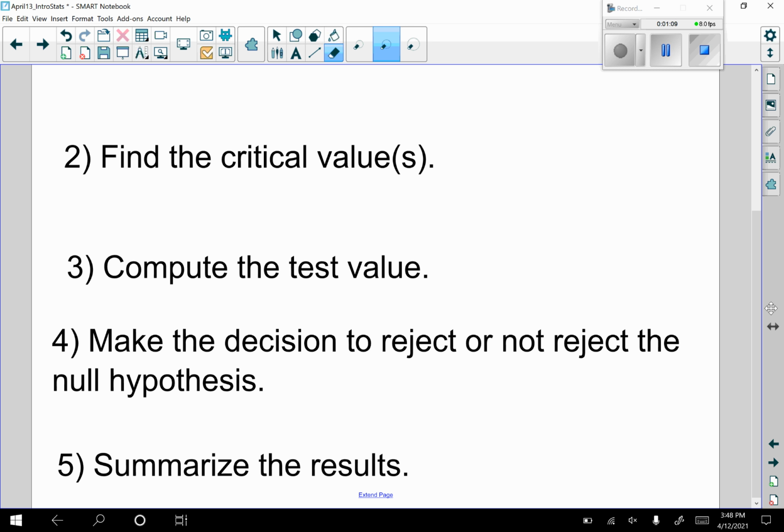So when we start section 8.2, we'll actually go through situations where we conduct all 5 steps of the hypothesis test. Today, I just wanted to list them out for you, and then our focus will be on the critical values.